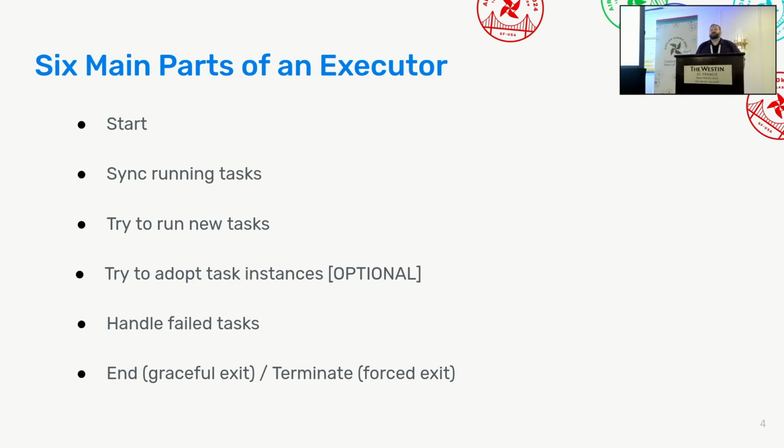Adopt task instances. This one is going to be dependent on your service. In order to adopt a task, you have to have a way of reconnecting to it. So again, I'm going to be using ECS as an example. I'll show you exactly what I mean by that. This isn't something that's always going to be possible, but an example of when you would need it would be if I'm running my executor and it crashes. There are some tasks out there somewhere running. Can you reconnect to those and pick it back up once your executor is back online?